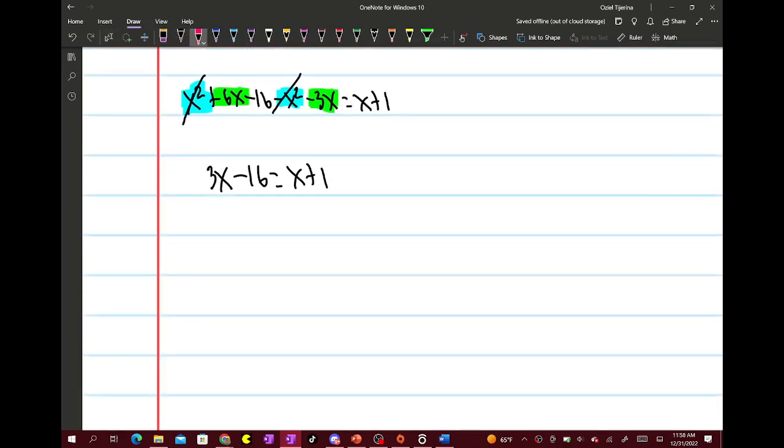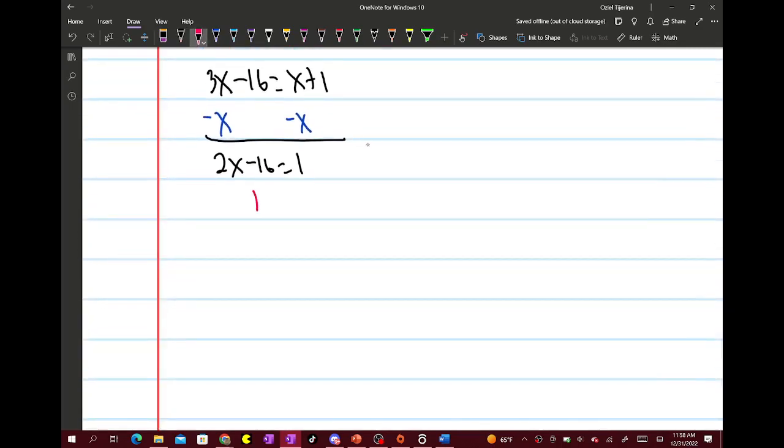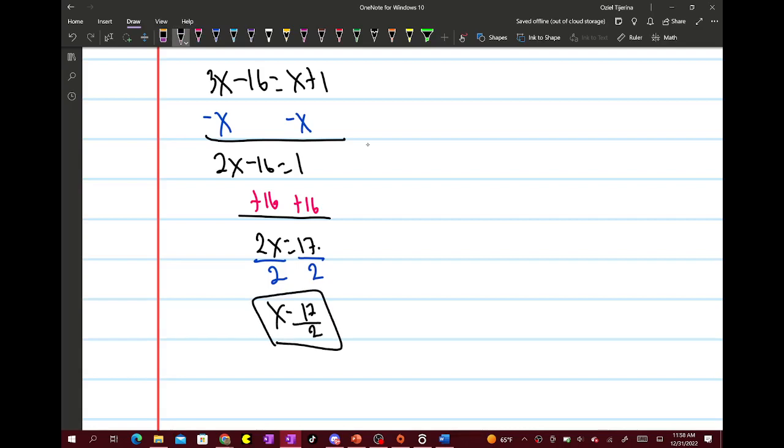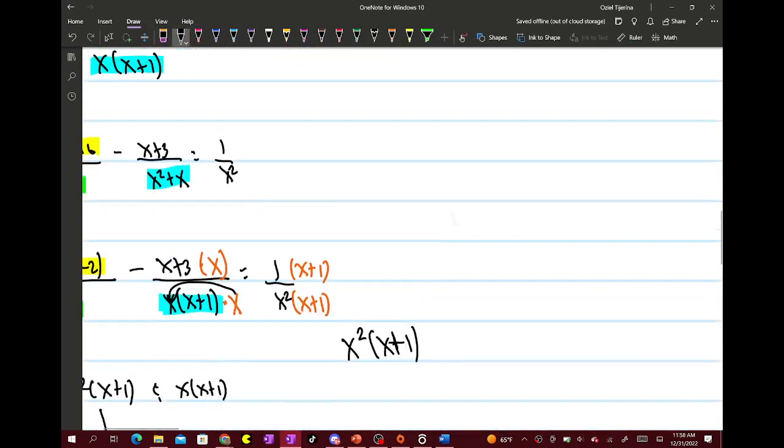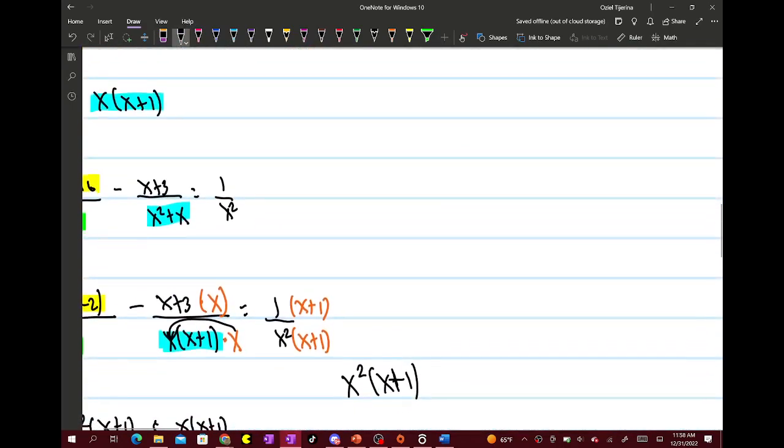So then you're going to go ahead and solve this linear equation. So subtracting x on both sides, we get 2x minus 16 equals 1. And then adding 16 to both sides, we get that 2x is equal to 17. And then finally, dividing both sides by 2, we get that x is equal to 17 over 2. Okay. So now you want to go ahead and check your solutions.